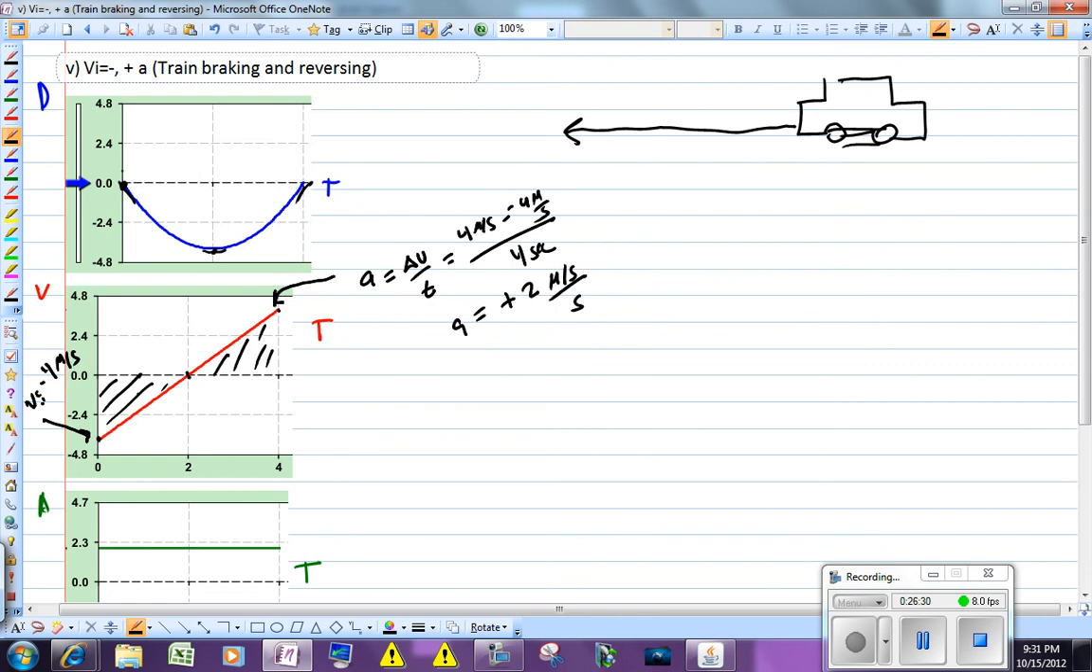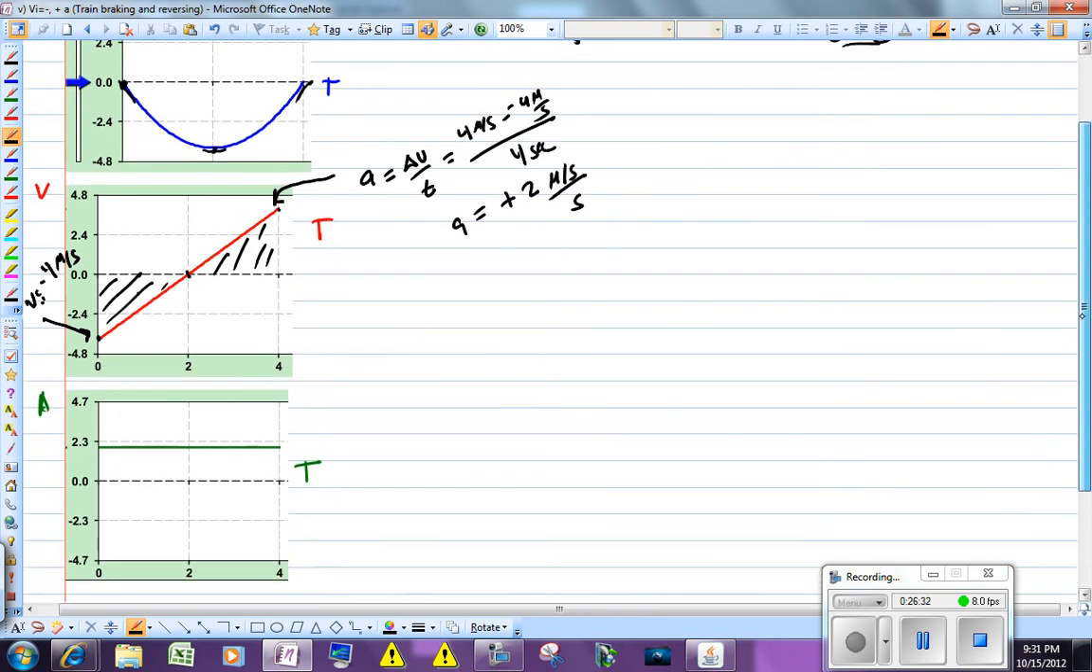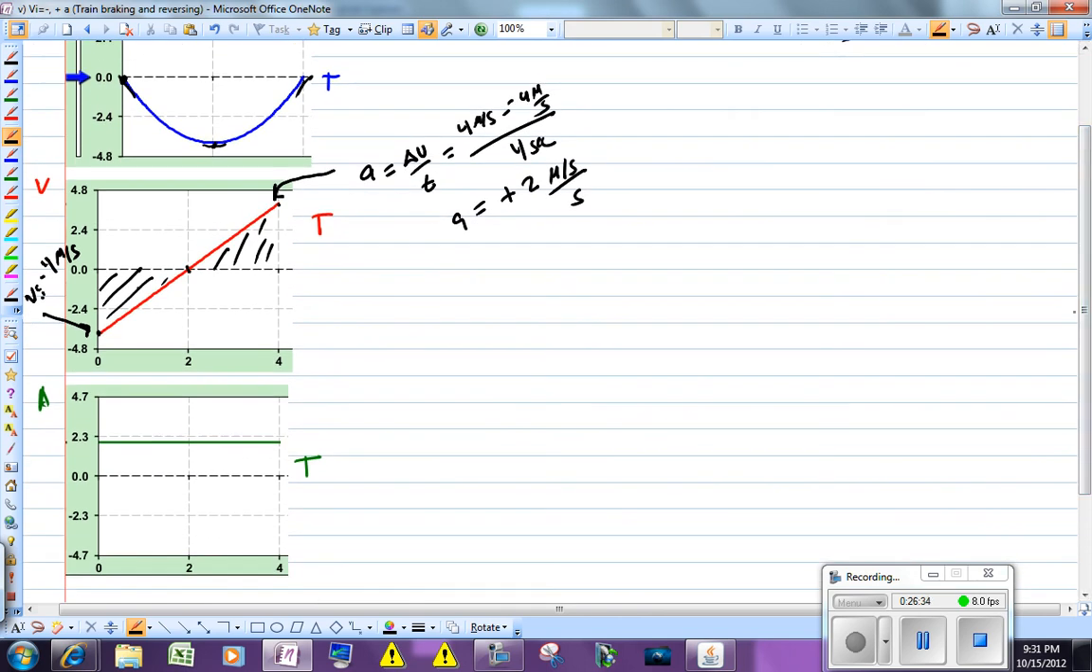One thing that's just a little bit different than most of the other graphs we've been looking at is when you look at the acceleration versus time graph, it is positive, but it's now above the 0. This constant acceleration is now positive 2 meters per second squared. So that's a little bit different than before.